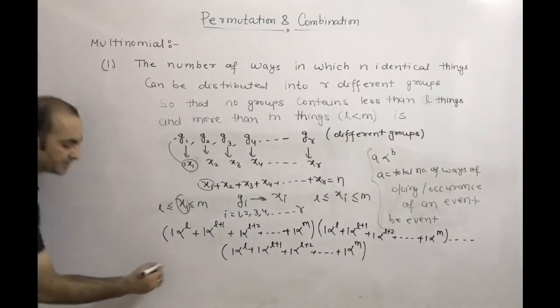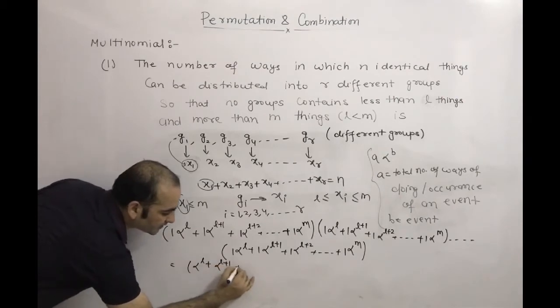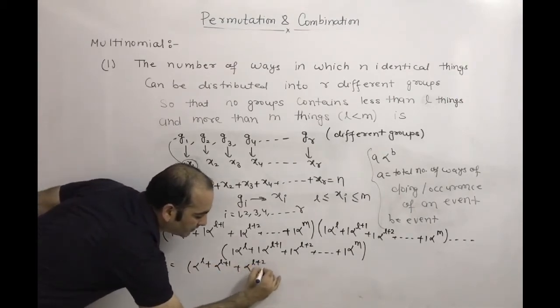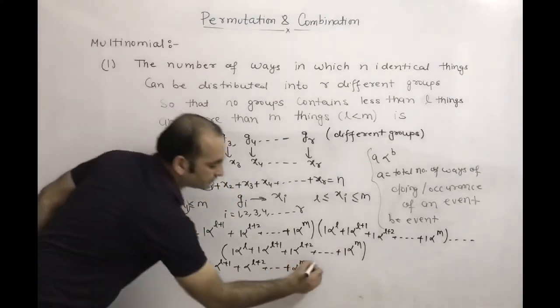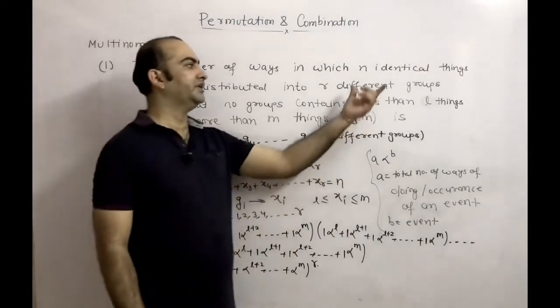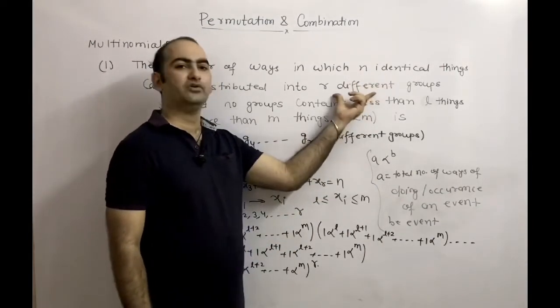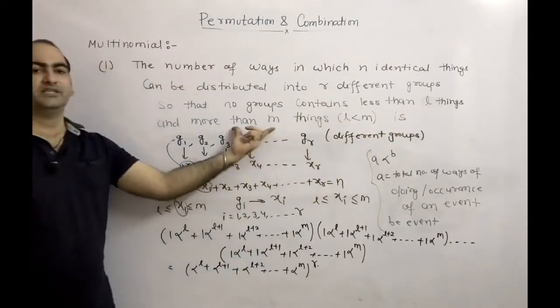So what will come, this multiplication? Alpha power l plus alpha power l plus 1 plus alpha power l plus 2 plus so on plus alpha power m, to the whole power r. Okay, so this will come. So the total number of ways of distributing n identical things into r different groups in such a way that no group contains less than l things and more than m things is nothing but what?